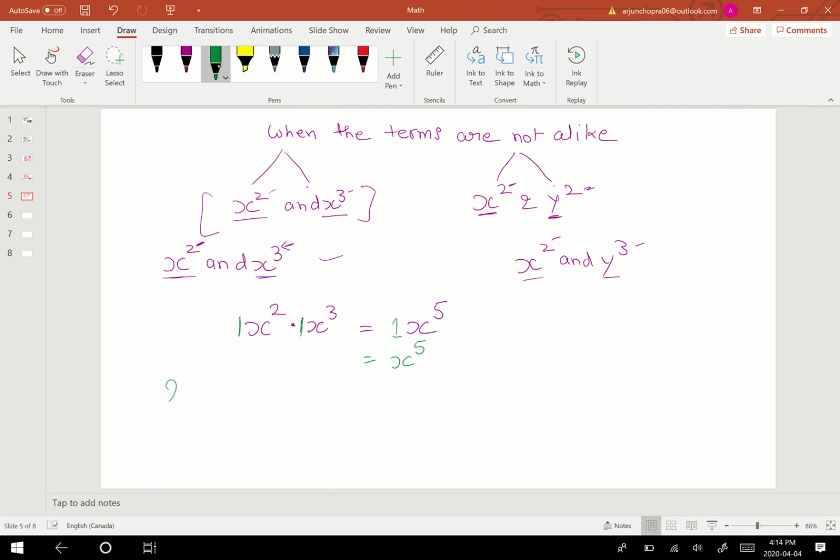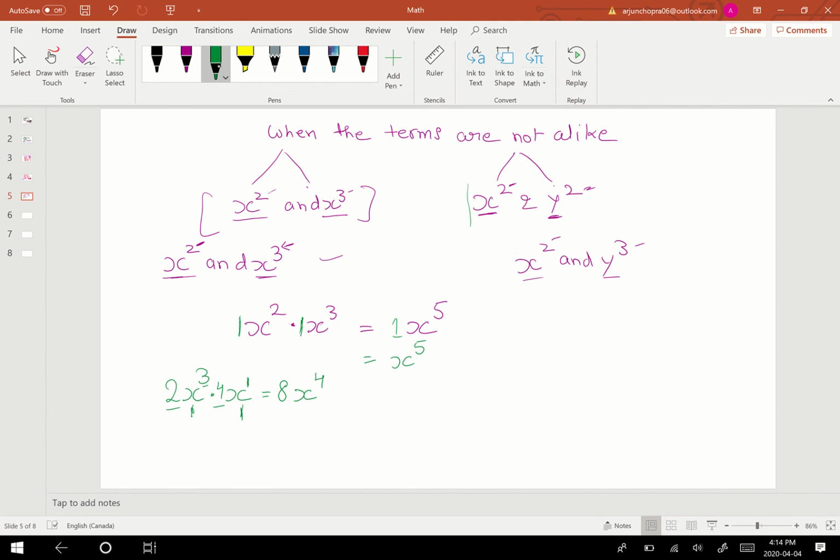Another example I can take, 2x raised to the power 3 times 4x, I'm going to write. So 2 times 4 is 8, and x raised to the power 3, bases are the same again, but the exponent here is 1, so 3 plus 1 will become x raised to the power 4. So that's how we multiply when the bases are same but the exponents are not the same.